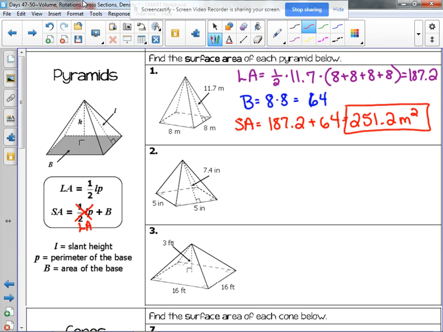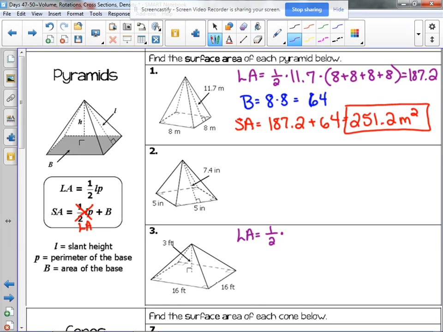Okay, I'm going to skip number 2 because it's pretty much the same as number 1. Let's look at number 3. Number 3, same shape, right? It's still a square pyramid. Our base is a square. It's definitely a pyramid. So let's start trying to find our lateral area. Our lateral area is 1/2 times the slant height, the height on the side of the pyramid. Do we have the height on the side of the pyramid? No, we don't.